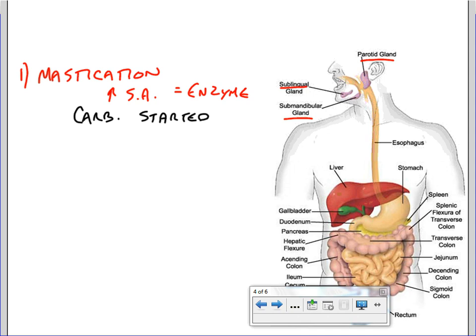And then they also add a little bit of lubrication to the food so that it can slide a little easier down that smooth muscle of the esophagus. The next step then is, after we masticate the food, we go to swallow, and we move into the next section, which is the pharynx.